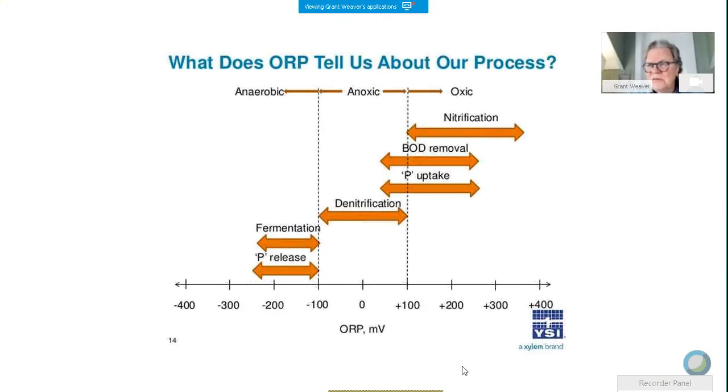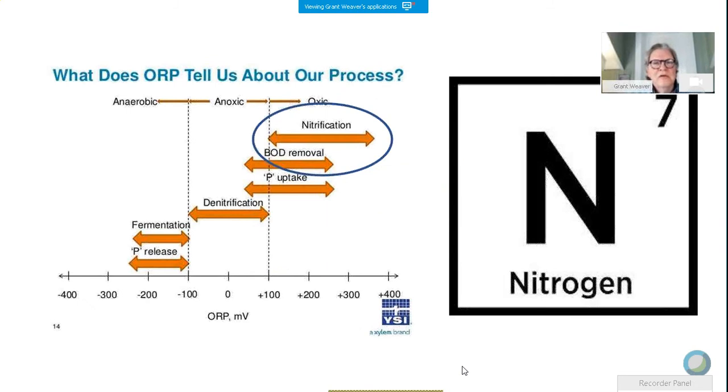I showed this chart before. It's a chart that I nabbed from YSI. I liked it so much I've been using it for years. Let me take this chart and tell you how it applies for nitrogen. So we've got two steps to nitrogen removal. We've got ammonia conversion to nitrate. I'm going to review that in just a moment.